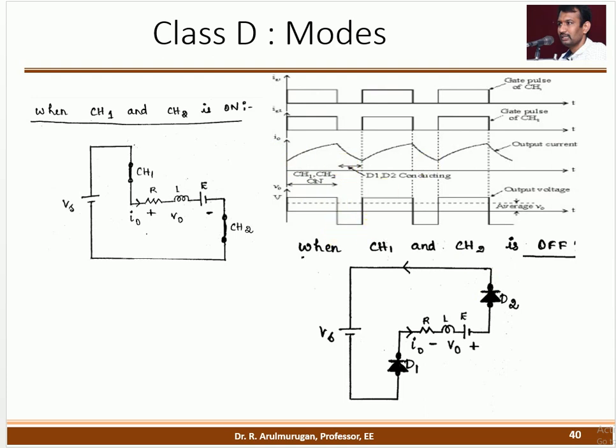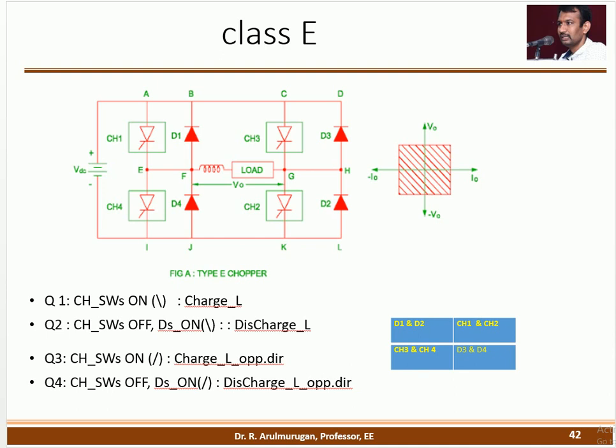Class D is a two-quadrant chopper. The next one we are going to see is the class E chopper. This is the circuit diagram for the class E chopper. It has four modes of operation applicable, in quadrants 1, 2, 3, 4: forward motoring, forward braking, reverse motoring, and both negative, then reverse braking. These are the four modes of operation.